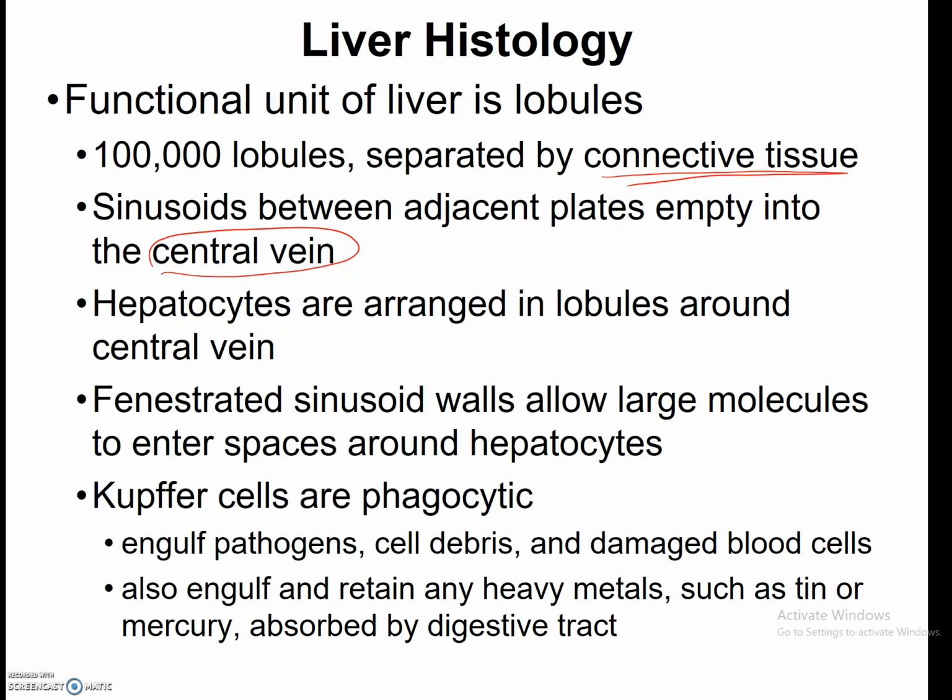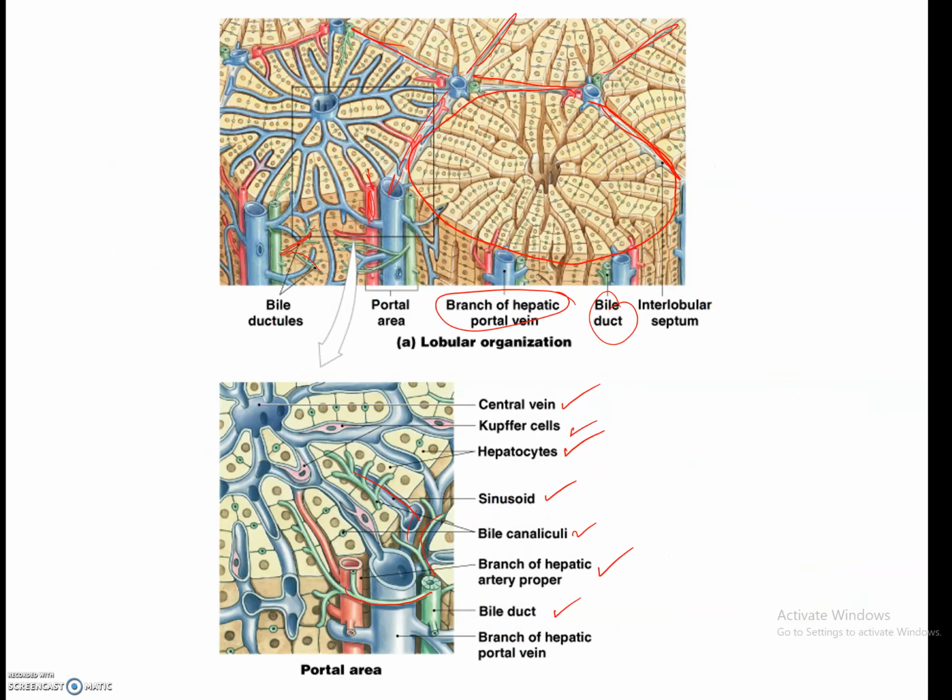So one of the things about the sinusoid walls is that they're fenestrated. In other words, they have gaps, and this allows molecules to enter the area around the hepatocytes. So why is this important? Well, that allows things like the Kupffer cells, which are phagocytic cells, to come into contact with pathogens, debris, or damaged red blood cells, in this case usually red blood cells, to clear them from circulation. So your liver is doing a tremendous amount of work getting rid of pathogens every day and cellular debris. They also get rid of heavy metals that you might have consumed, like tin or mercury. However, having said that, once you get mercury in your body, it's hard to get it out. And all of this would be absorbed by the digestive tract.